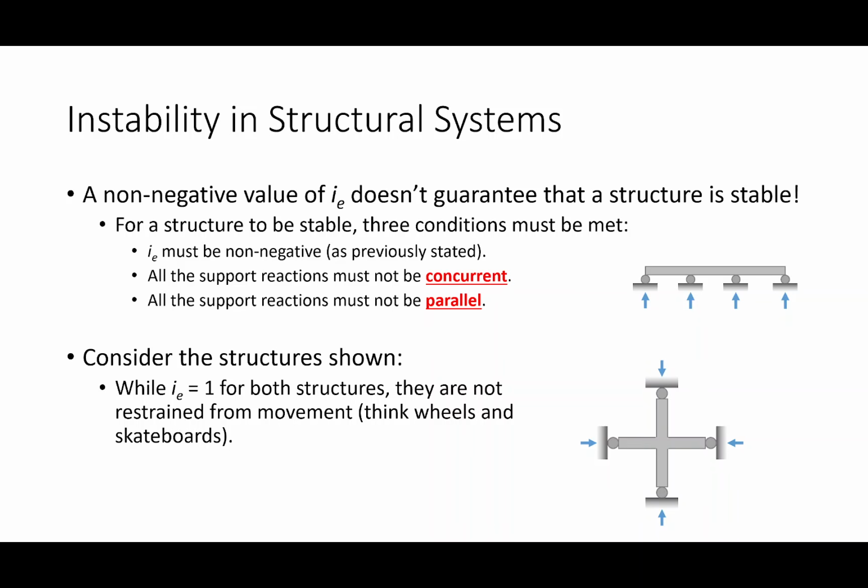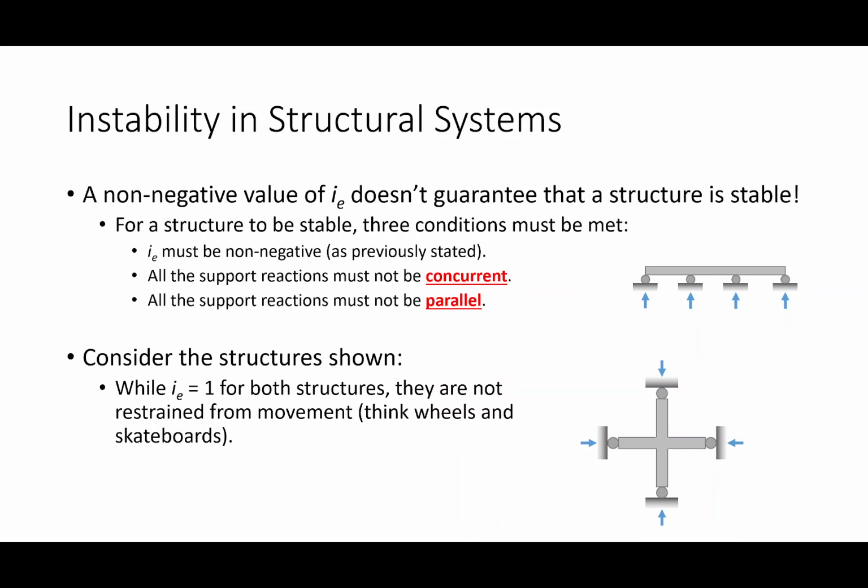Now, here's one for you. Let's take a look at this. This structure also has an I value of 1. But is this structure stable? I say no, because all the reactions meet at a common point. The reactions are concurrent. If I were to take this and turn it, it would freely deform, okay?